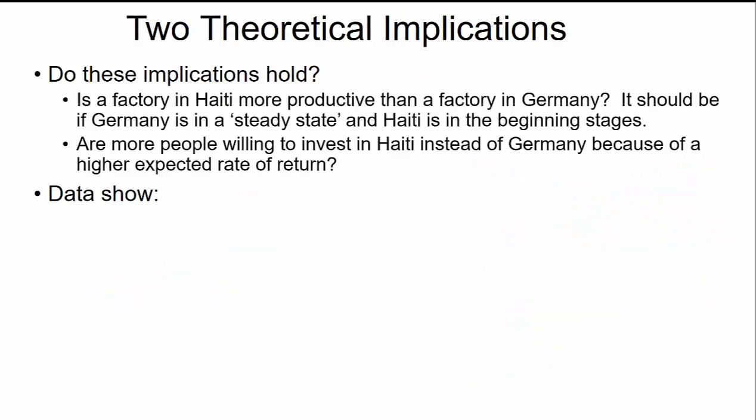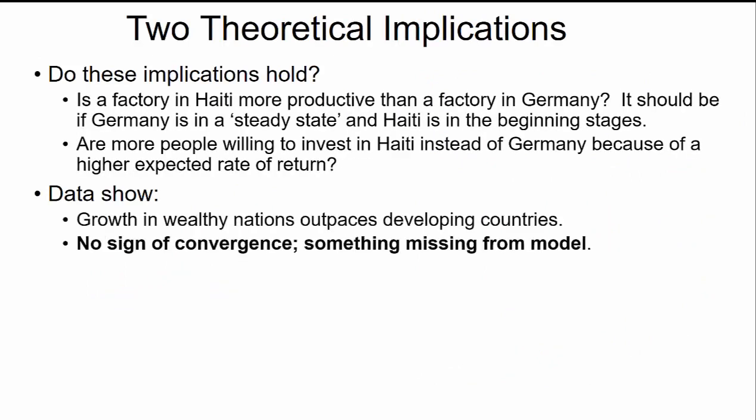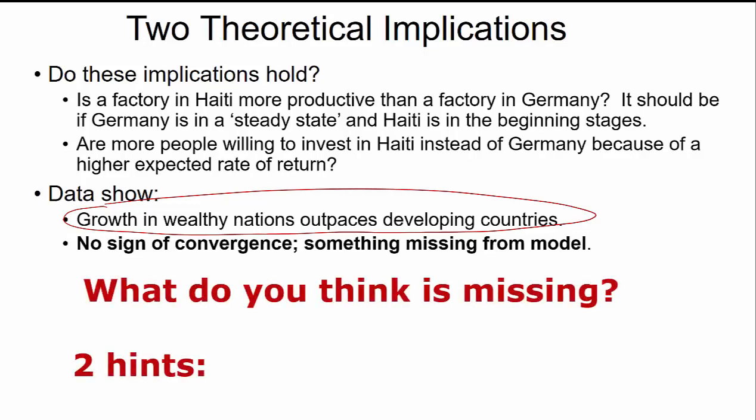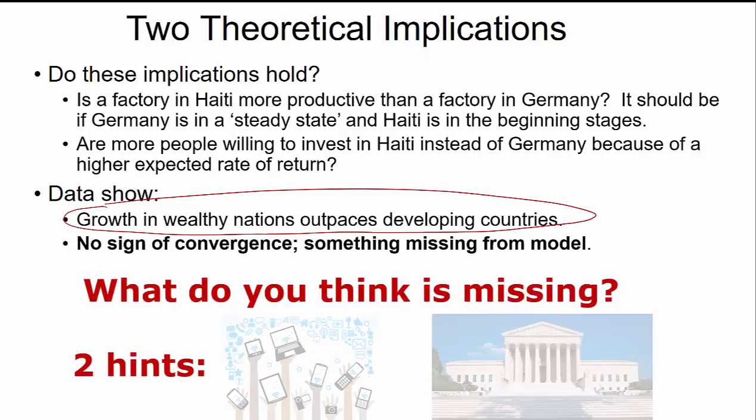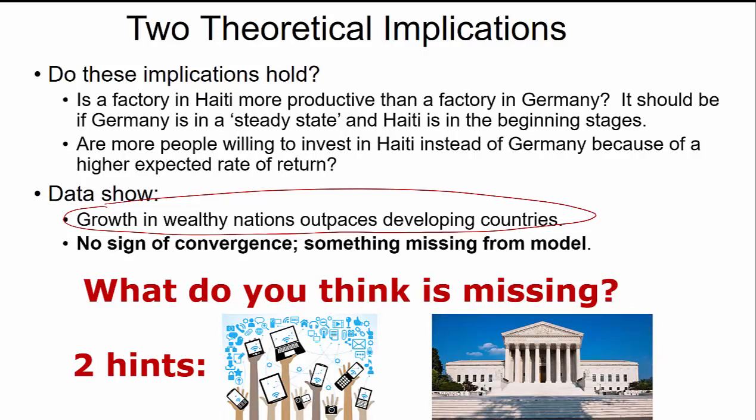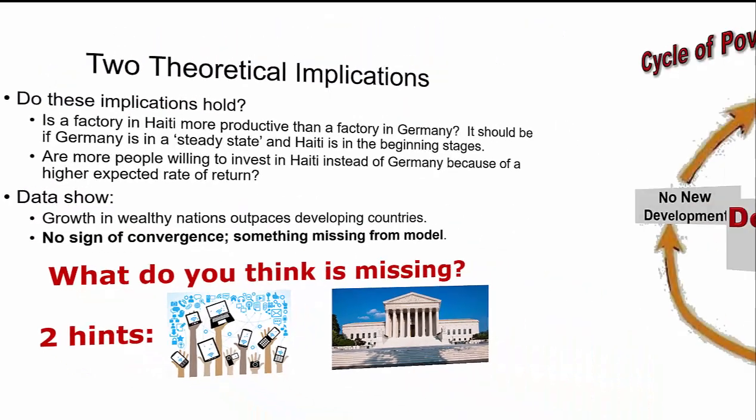Now, the problem is that it doesn't seem to work. Okay, the data has shown that growth in wealthy nations continues to outpace developing nations. So there is actually no sign of convergence. So that theory is wrong, and therefore there's something missing from our model. So by the way, we have figured out what is missing. Here's a couple of hints. Okay, you've got technology and institutions. All right, so we're going to be talking about those.